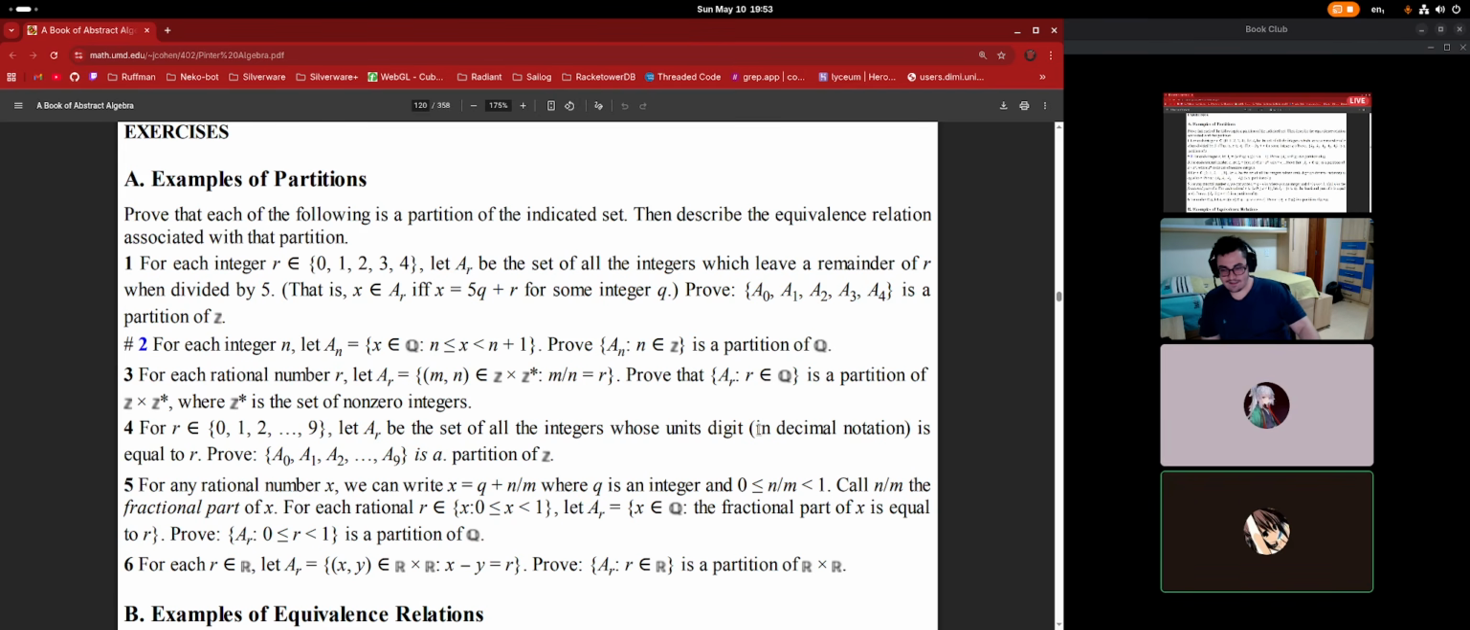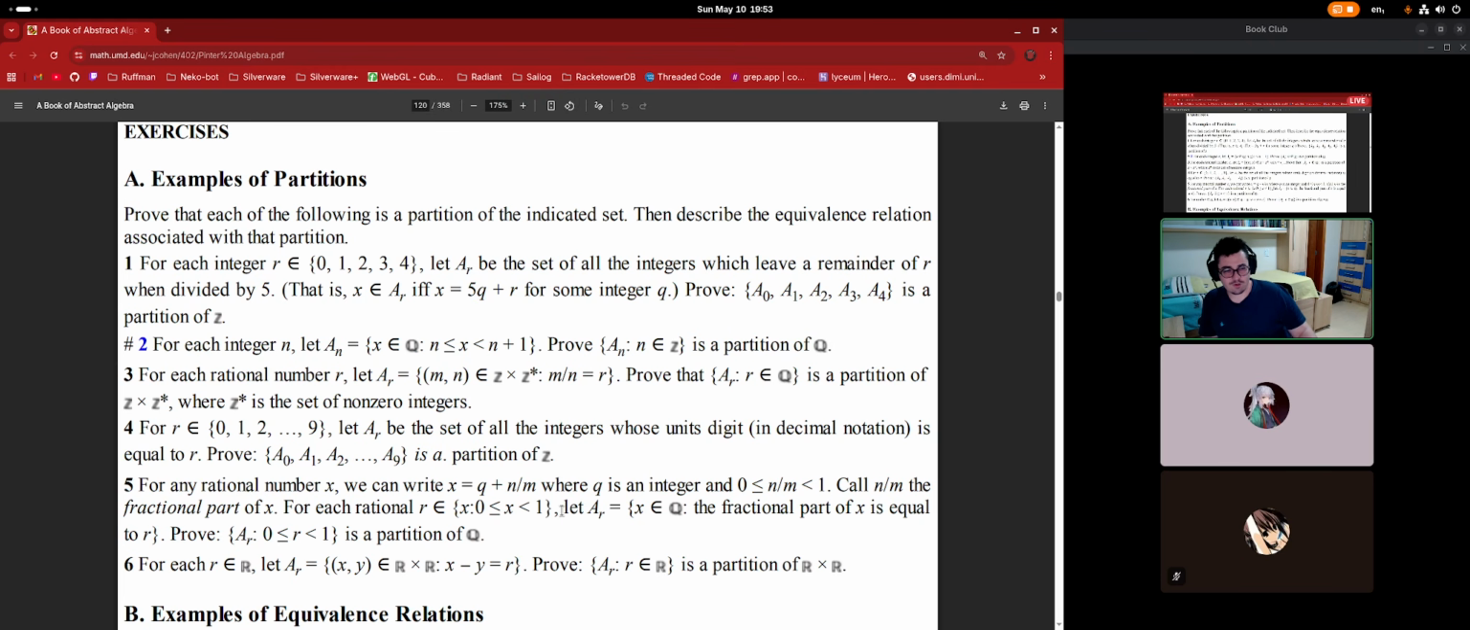Most of those relations are modular relations in some way. A5 is modulo related even. It's rational numbers modulo 1, which is very unusual but very fun. Wait, I don't get it. For any rational number x, we can write x as q plus n divided by m, where q is an integer. Call n divided by m the fractional part of x. For each rational r, let A_r be the set of x in the rationals whose fractional part is equal to r. Prove that this is a partition of the rationals.